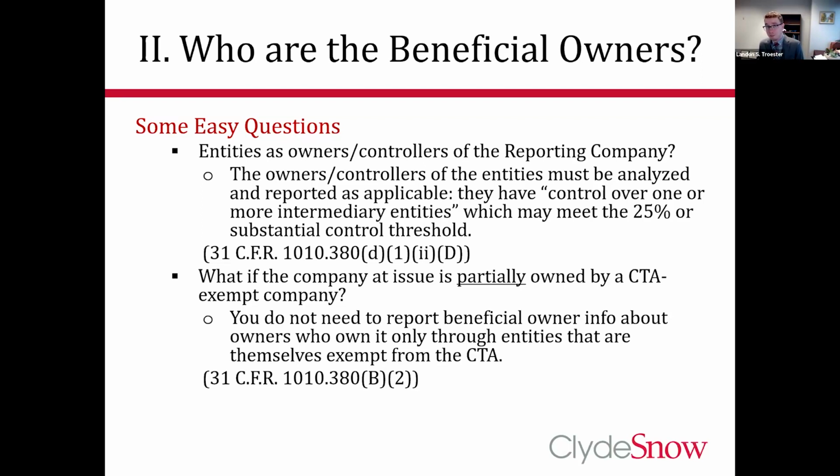And to come back to my point earlier, what if the company at issue is partially owned by something that's Corporate Transparency Act exempt? You don't need to report the beneficial owner information of owners who only own portions of this business through an exempt entity. This is designed, I think, to simplify administrative recordkeeping. If you take a public company, for example, that has a partially owned subsidiary, you don't have to look at the entire public company's cap structure and stock ownership to get the beneficial owner information. You can just tell FinCEN about this exempt entity and move forward from there.